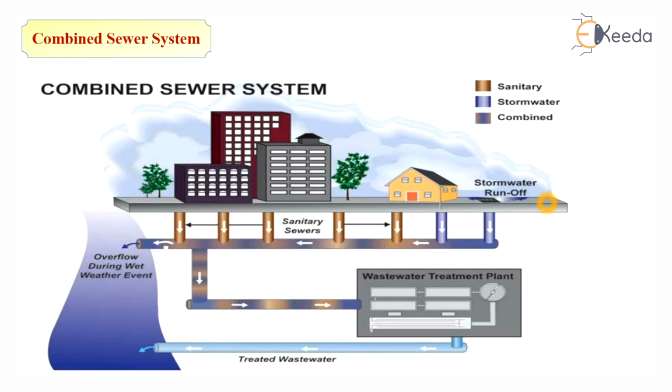Combined sewer system. You can see the diagram of combined sewer system. In this system, there is only one set of sewer pipeline through which they are collecting the sewage from households as well as the stormwater combinedly and passing through this single sewer pipeline to the wastewater treatment plant before reaching its final disposal to the water bodies.